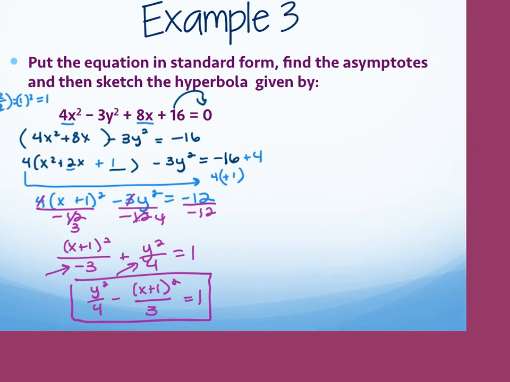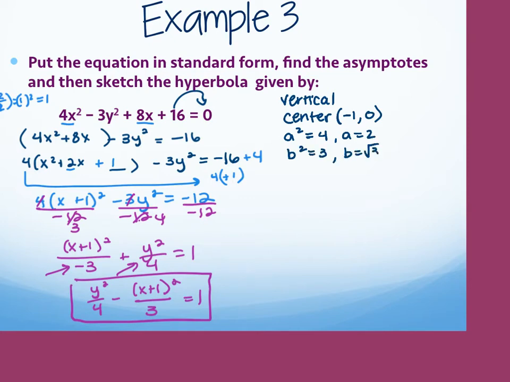So what do we know from this already? We know that because y is first, this is vertical. We know the center, the opposite of what follows x would be negative 1. What follows y would be 0. We know a squared, which is what's first, is 4, making a 2. And we know b squared is 3, which makes b square root 3.